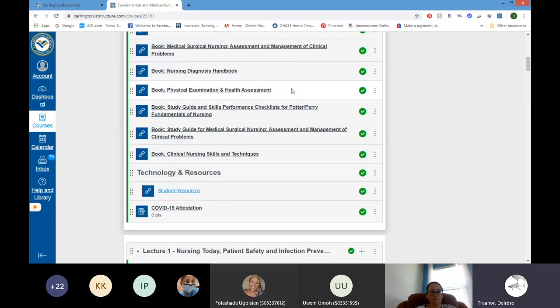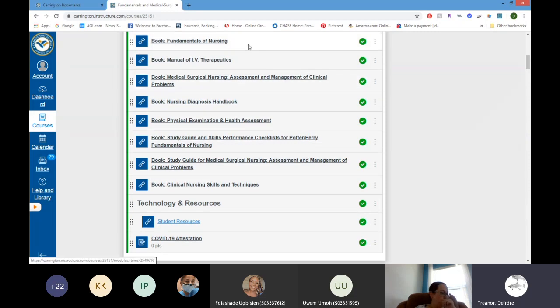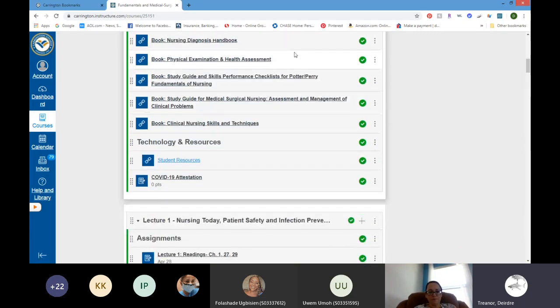Physical Examination and Health Assessment. This is one of the books I still have, along with the Med Surg one and Fundamentals. I don't really use it a whole lot, but it is a good one to have. Then you also have Clinical Nursing Skills and Techniques down here at the bottom. It's a step-by-step walkthrough of each procedure, and you also have the study guide for that.